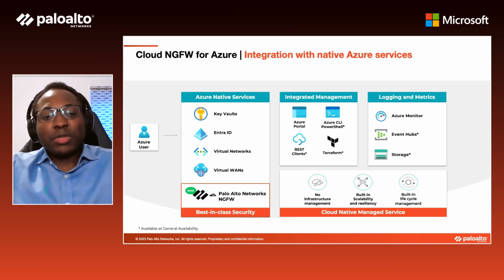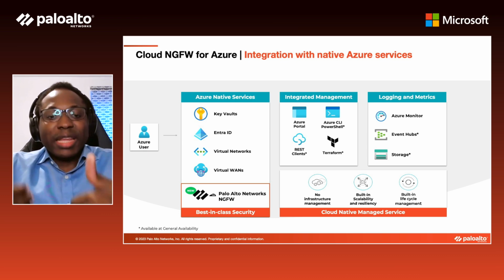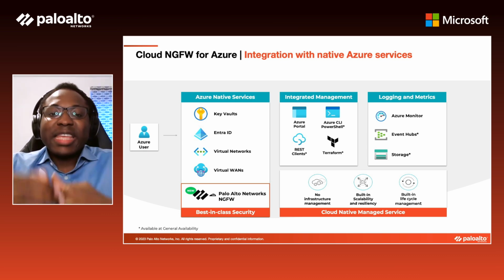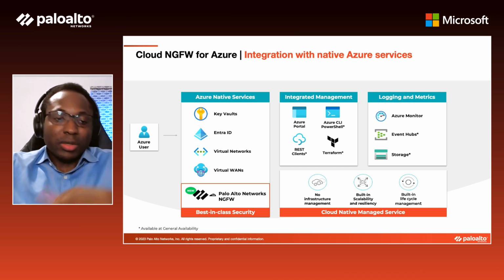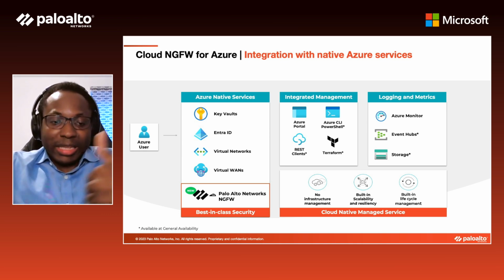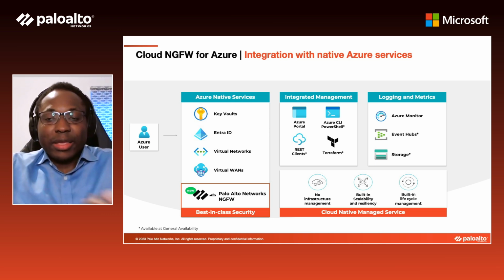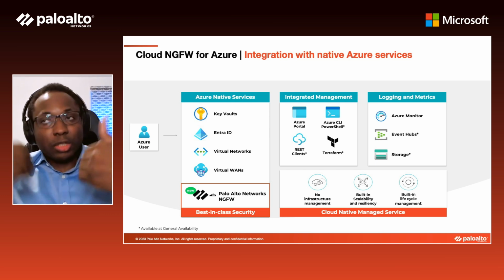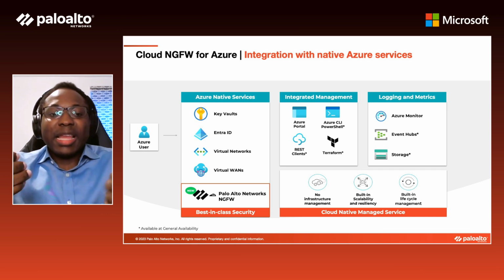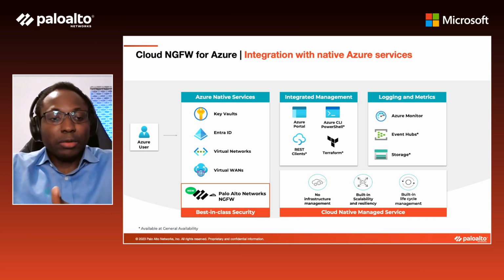In addition to the flexible deployment options, Cloud Next Generation Firewall for Azure has native integrations with other Azure services. That includes Entra ID, what was formerly known as Azure AD, which you can use to configure your role-based access control. It includes managed identities that you can use to access other Azure services. You can store the certificates that you use for TLS decryption in Azure Key Vault.